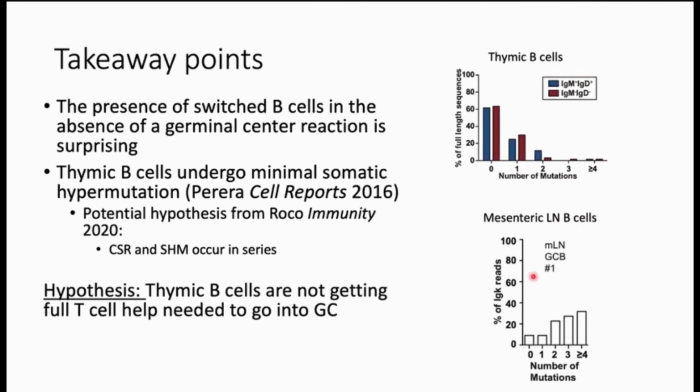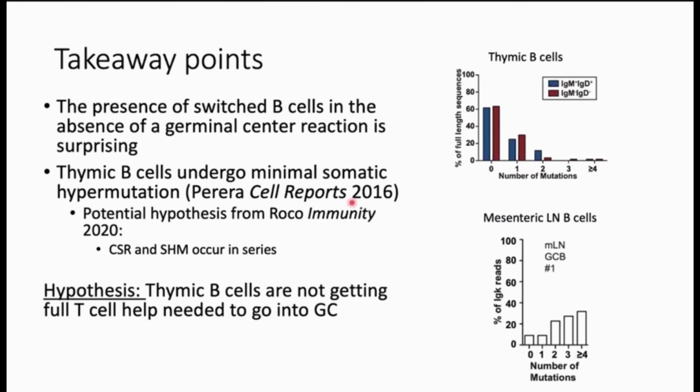However, in the mesenteric lymph node, where there are true germinal centers taking place and forming, you see that there are a lot of mutations within those B cells. And so this is very, very different. And so this is a little bit surprising.